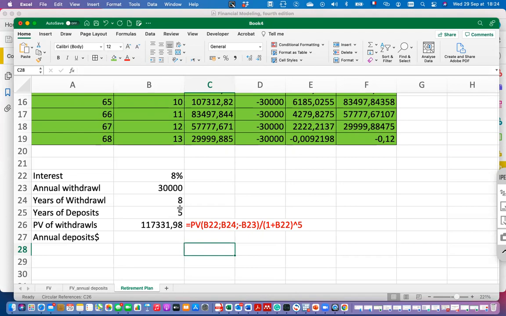Sorry, I forgot the negative sign. So you go here to the PV function. When you click on the cell for the annual withdrawal B23, right? You have to add just the minus sign for the annual withdrawal. Then you will have the result with a positive sign.